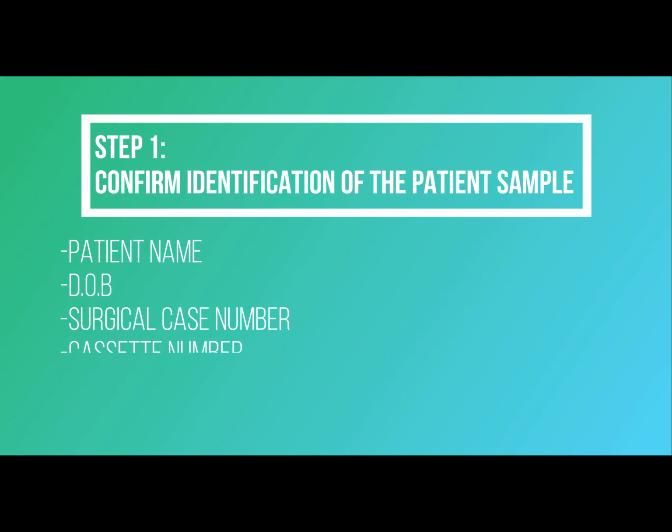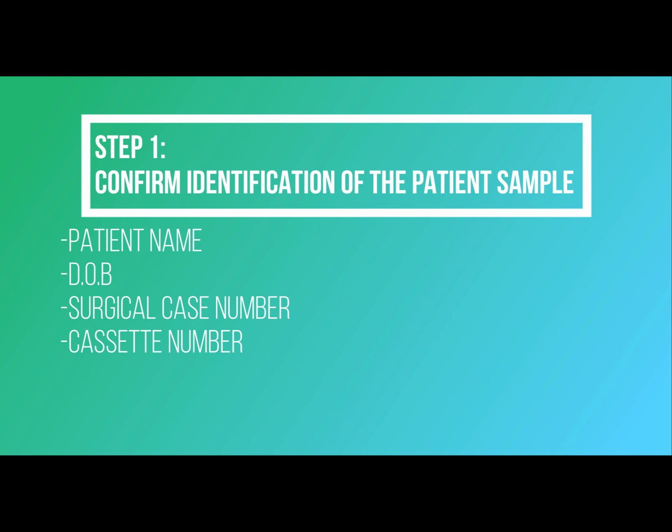Step 1. Upon receiving the specimen, before we move any further, we want to confirm identification of the patient's sample. We confirm the patient name, date of birth, and assigned surgical case number on the container to that on the requisition. We then check to make sure that the cassettes correspond to the case number.